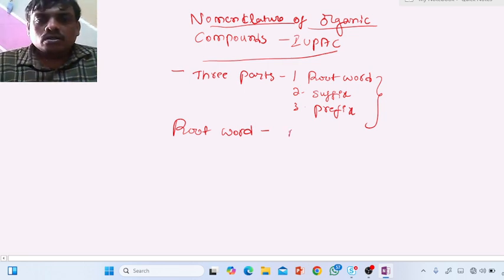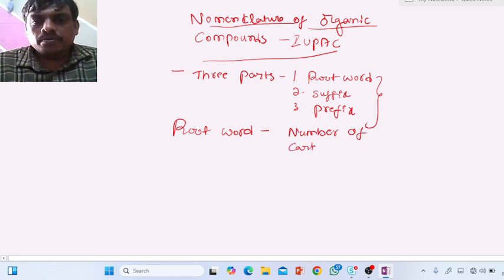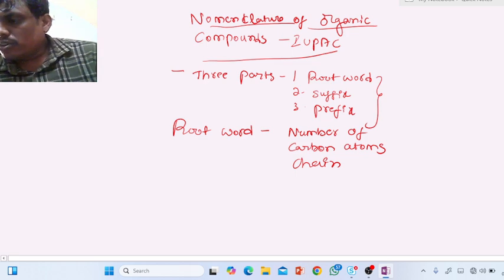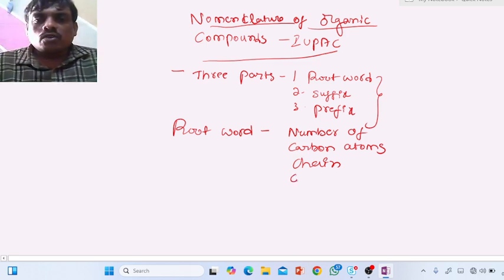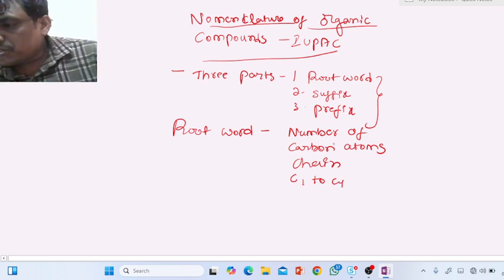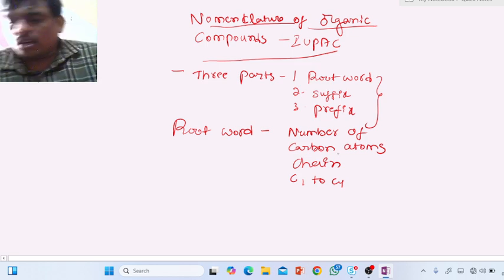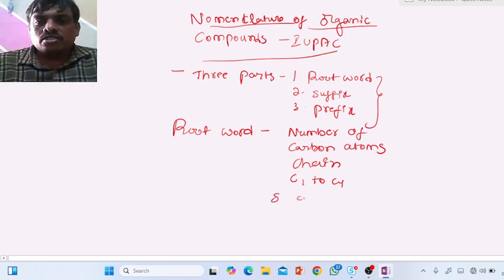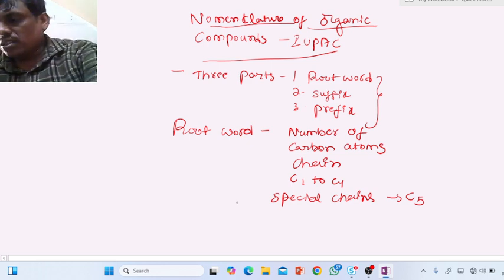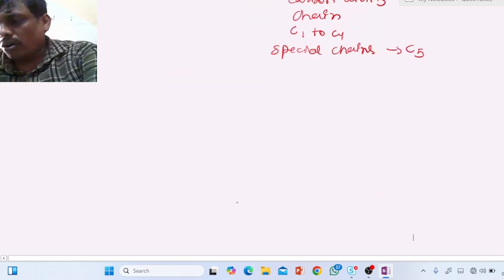atoms. So the number of carbon atoms in a specific chain is represented by the root word. There are root words for chains C1 to C4, and special roots which are used for chains from C5 onwards. So for special chains, root words are mentioned from C5. So these rules must be followed.